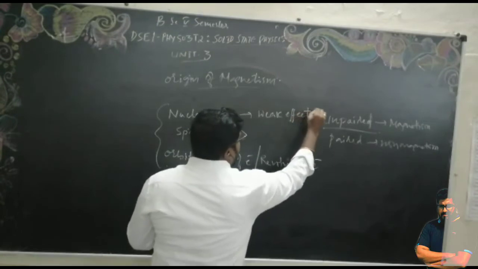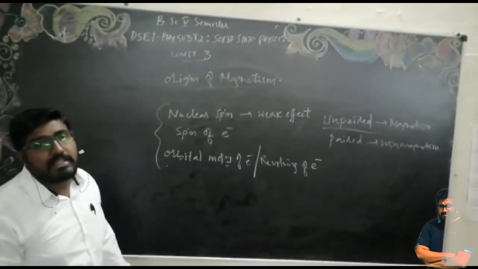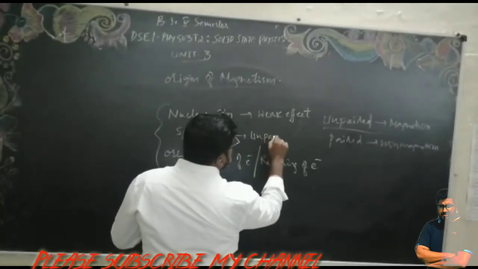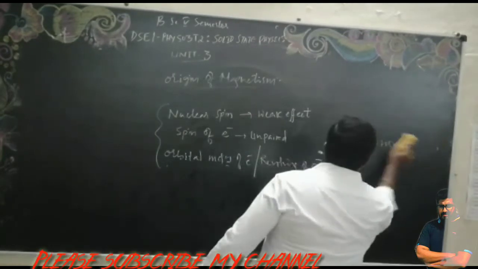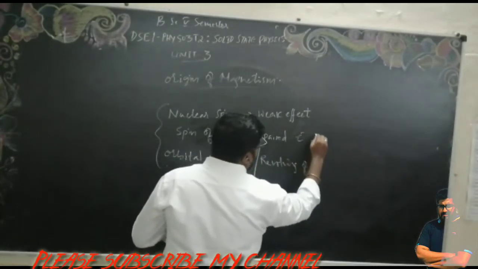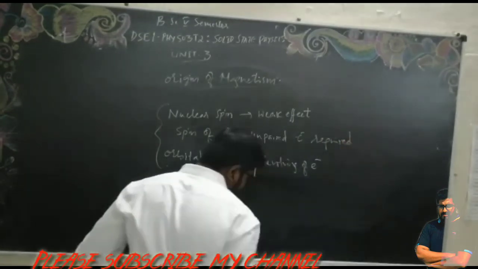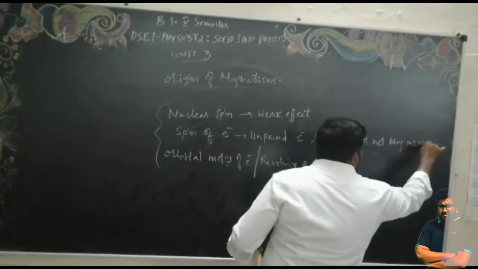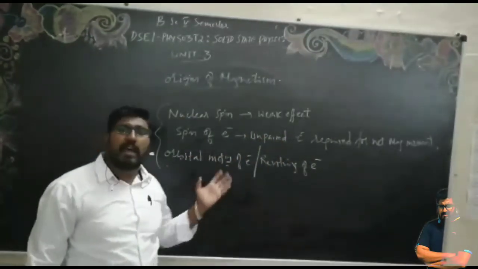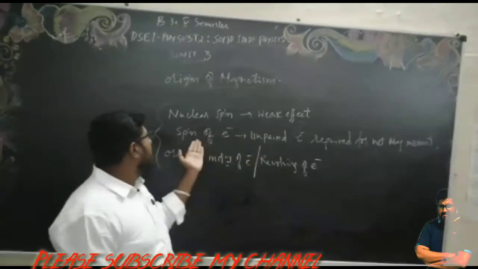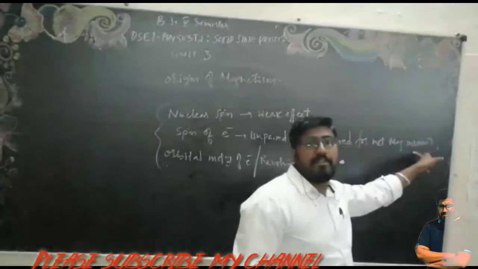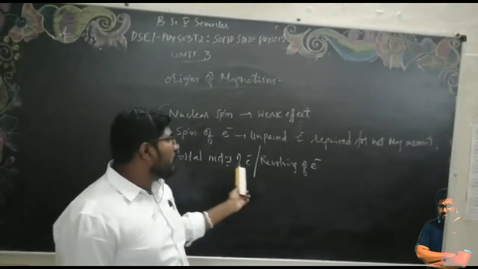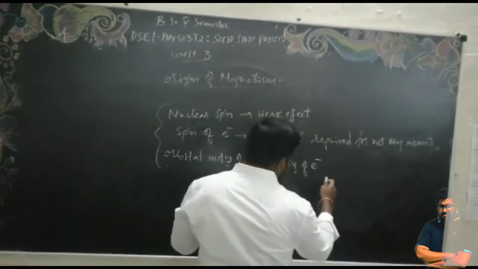As I told you, in the case of the nuclear spin, the effect is very weak, whereas the spin of the electron is unpaired. Just write this please: unpaired electrons required for net magnetic moment. If the atom has unpaired electrons, it acquires the required magnetic moment. If there is a magnetic moment, there is magnetism in the material. Along with that, there is the orbital motion of the electron, or the revolving of the electron. Here, this effect is strong.